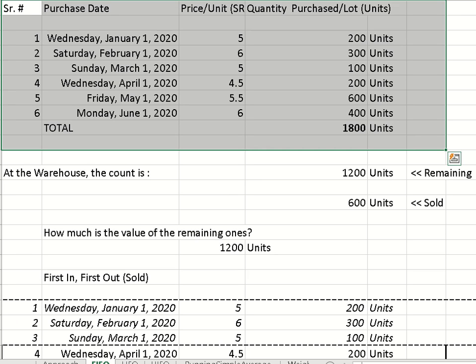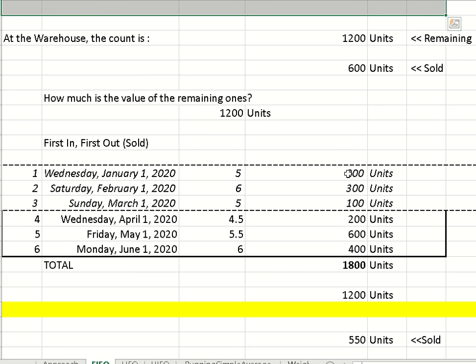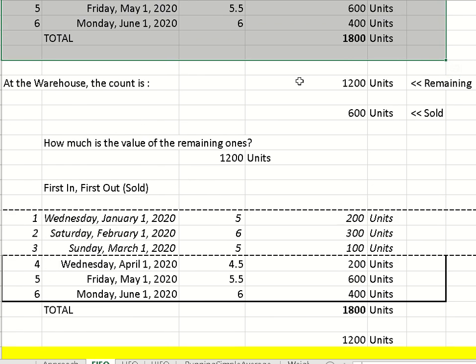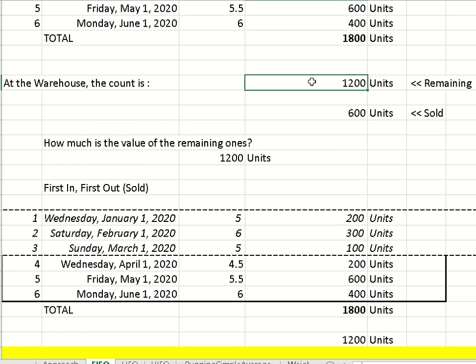This spreadsheet is also uploaded for your consideration. So now we have here the purchase date, January 1, February 1, price per unit, and the quantities purchased. Now, based on our example, at the warehouse, the count is 1,200 units, the remaining one. And so they sold 600 units. For our case, the cost of goods sold is not our problem.